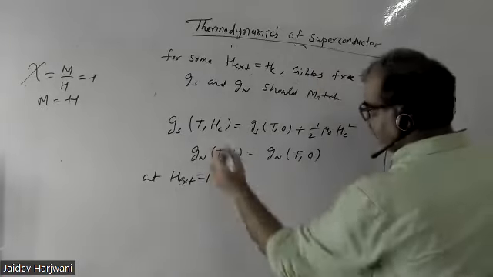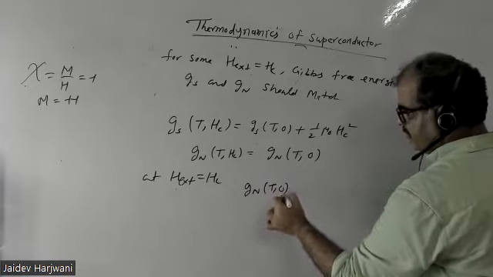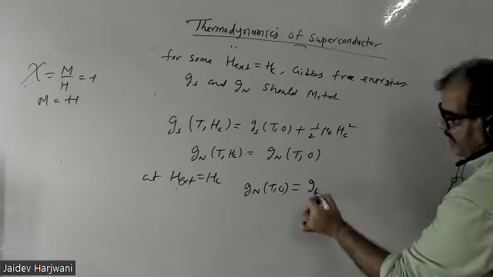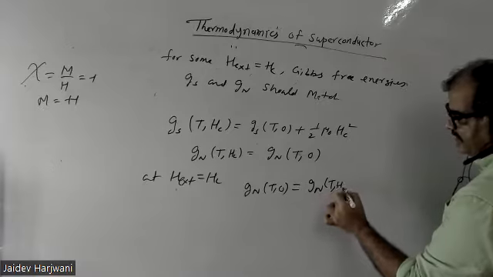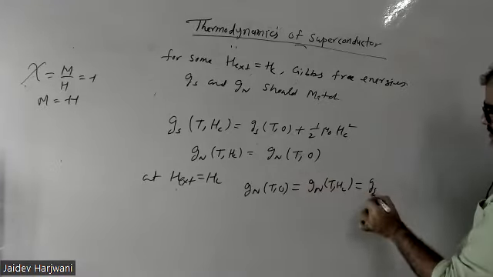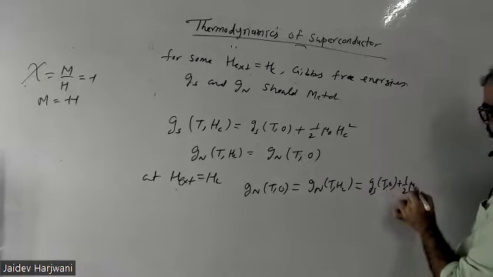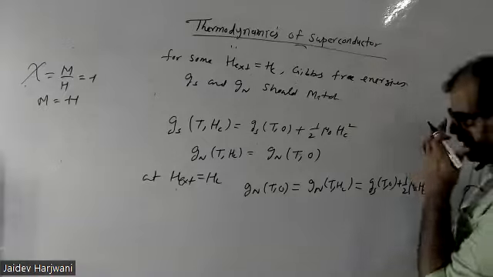So I will write this is equal to what? GN(T,0) equals GS(T,0) plus half mu naught Hc square. Can I write like this?